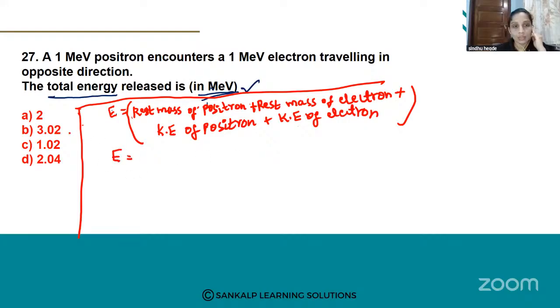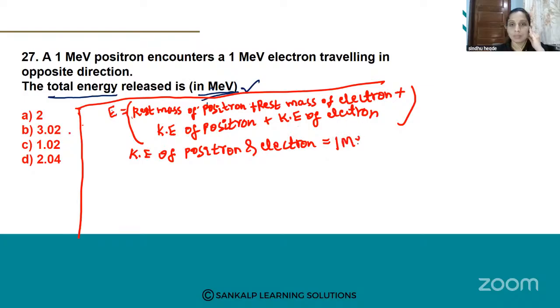Here they give kinetic energy only. See here, kinetic energy of positron and kinetic energy of electron are given. Both are the same. Read this question: a 1 mega electron volt positron encounters a 1 mega electron volt electron. So here kinetic energy of positron and electron both are the same, that is 1 mega electron volt. This is the given thing.